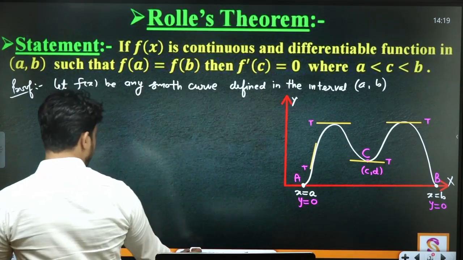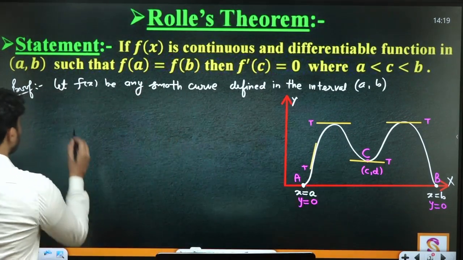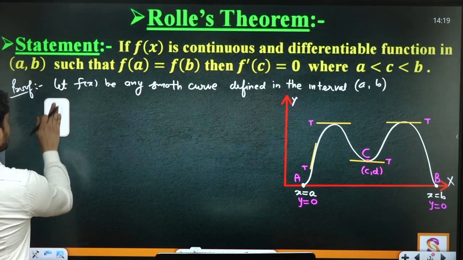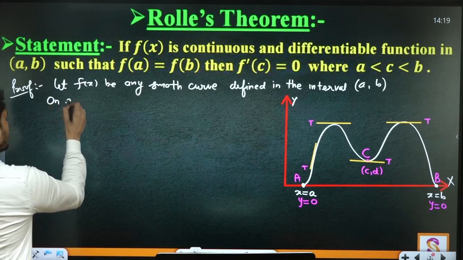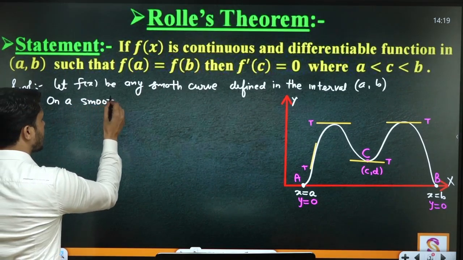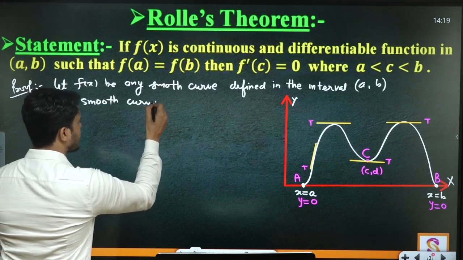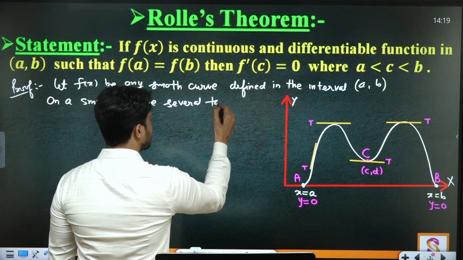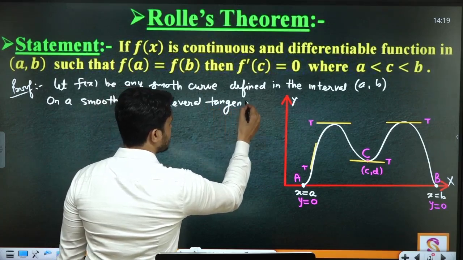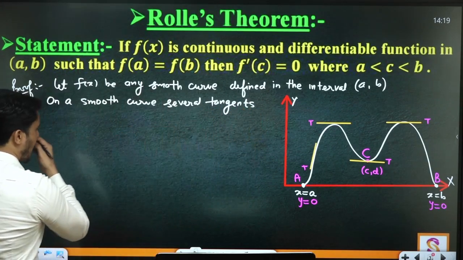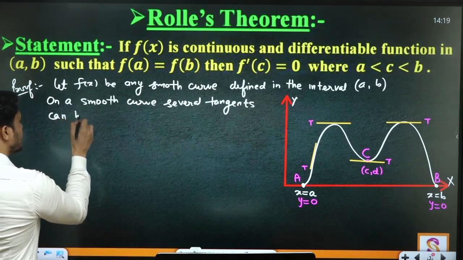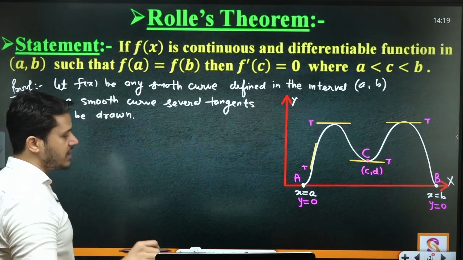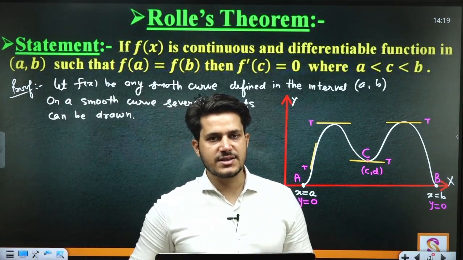That's why we are writing here क्या, on a smooth curve, several tangents can be drawn. बहुत सारी टेंजेंट खींची जा सकती है. Several tangents can be drawn on a smooth curve.